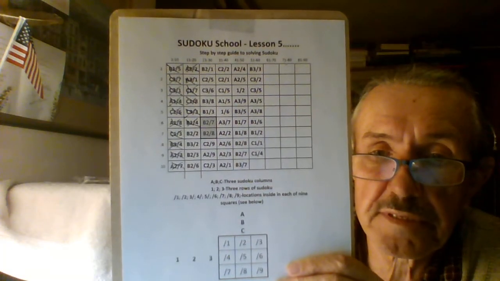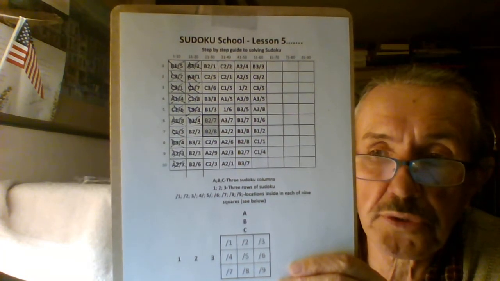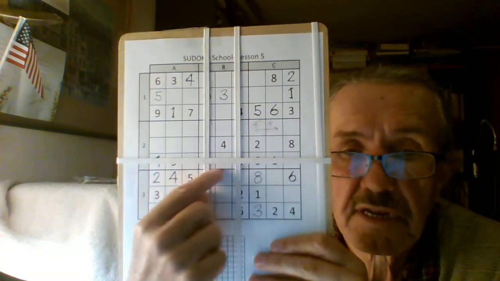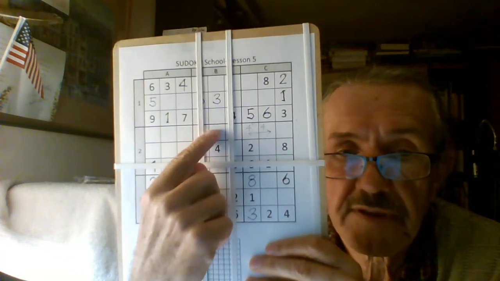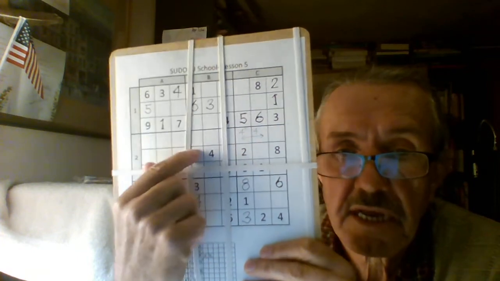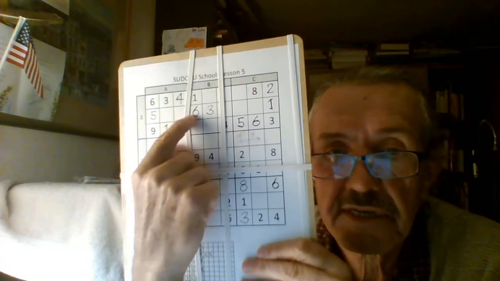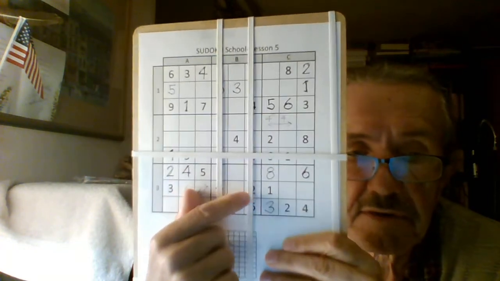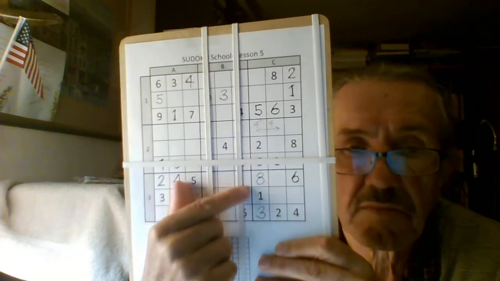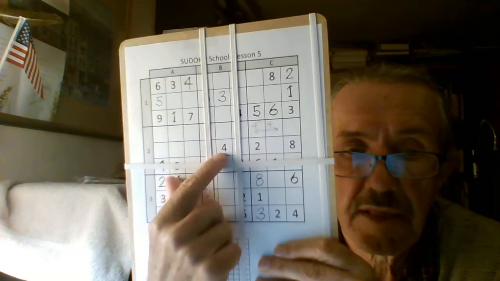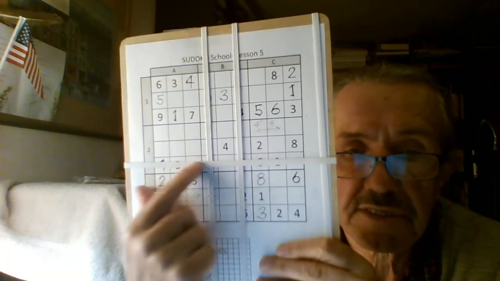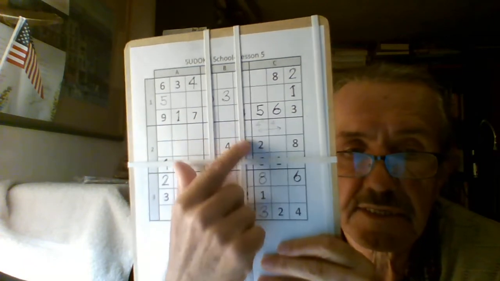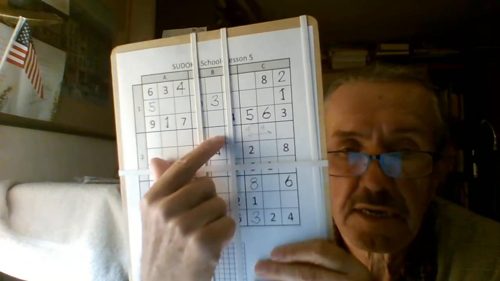Next step is square B2, location 2. Square B2 is over there, location 2 is over there. You're looking for number 6. As you see, number 6 already exists in this column, and number 6 already exists in this row. One available space for number 6 in this square is over there.